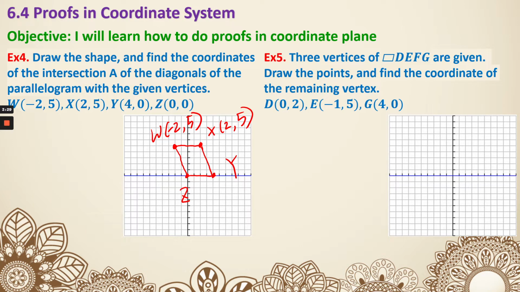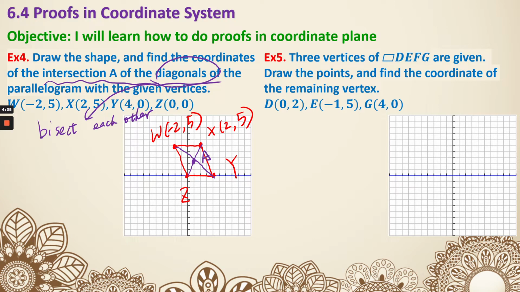And the question says they intersect at A. So I'm going to connect the diagonals. This point they intersect, that is going to be our A. And it's asking us to actually find the coordinate for A. So if you remember, the diagonals, something special is they bisect each other. And if you actually just want to use slope and distance, you can. However, that's not the fastest way or the more direct way. So that's why let's think more.